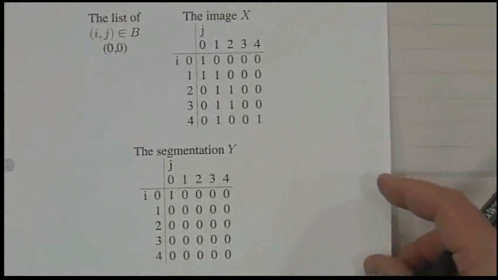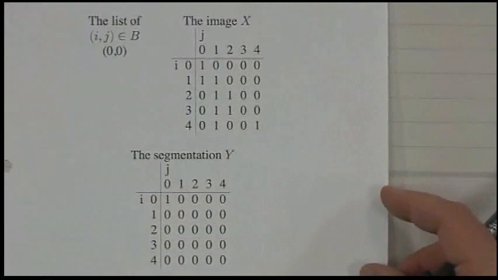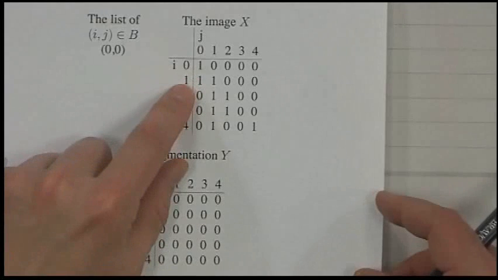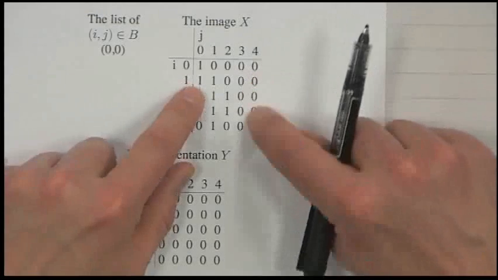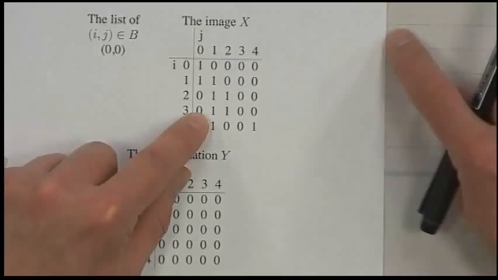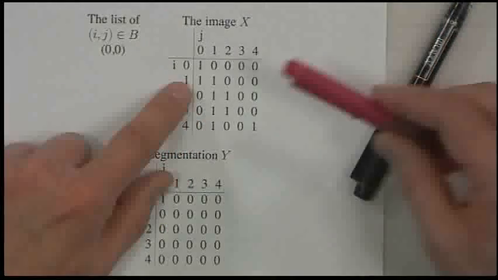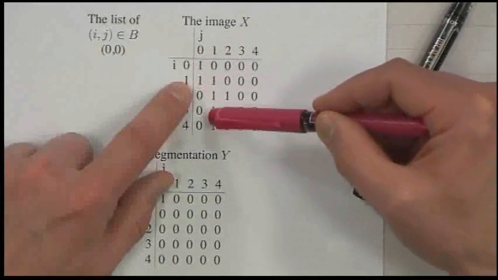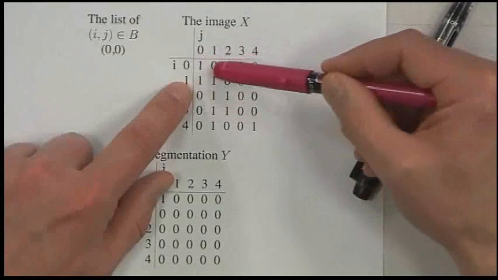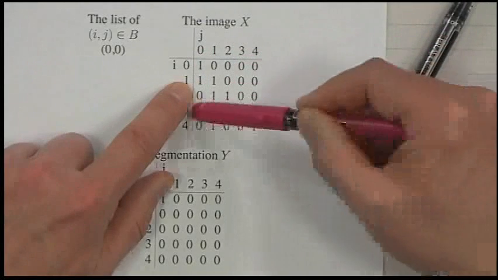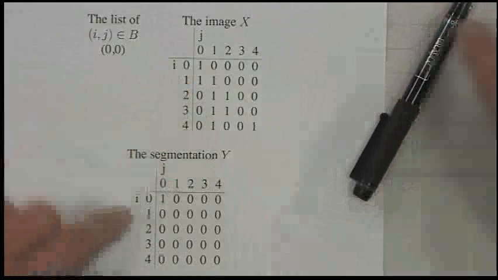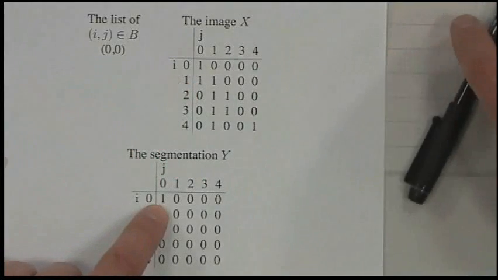Now, here is an example. We're going to run connected components on this, and the connected components here, this is one connected component here. This is another connected component. This is going to be a third, and that's a fourth. And we start off with this guy.